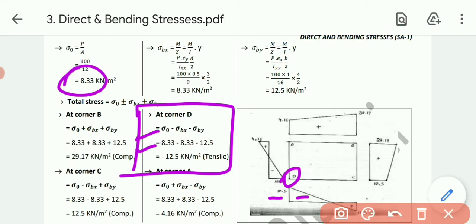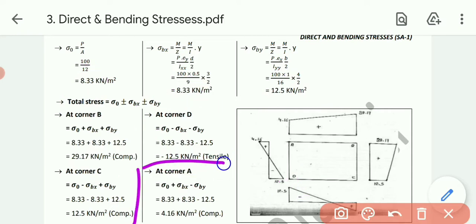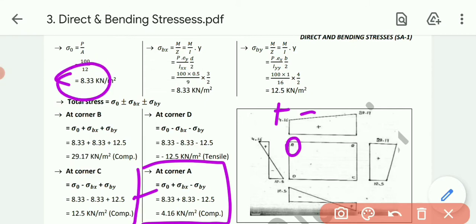Sigma 0 is 8.33, sigma by is also minus 8.33, and sigma by is minus 12.5. Simplifying this, I get the answer minus 12.5 kilonewton per meter square, and it is negative, so it is tensile. And the last one, at corner A, fourth quadrant, is sigma 0 plus sigma bx minus sigma by: sigma 0 is 8.33, sigma bx is 8.33 and sigma by is 12.5.